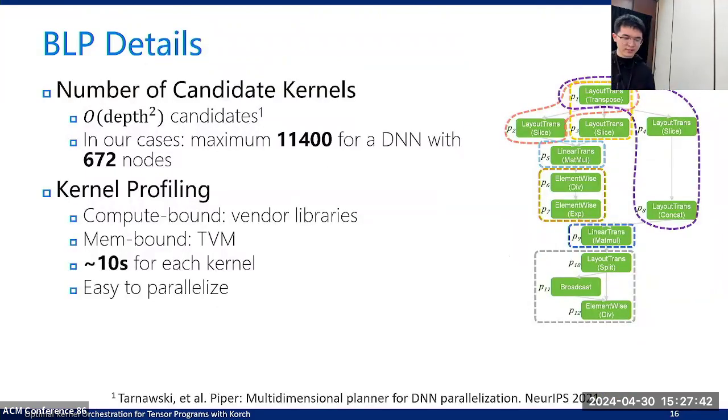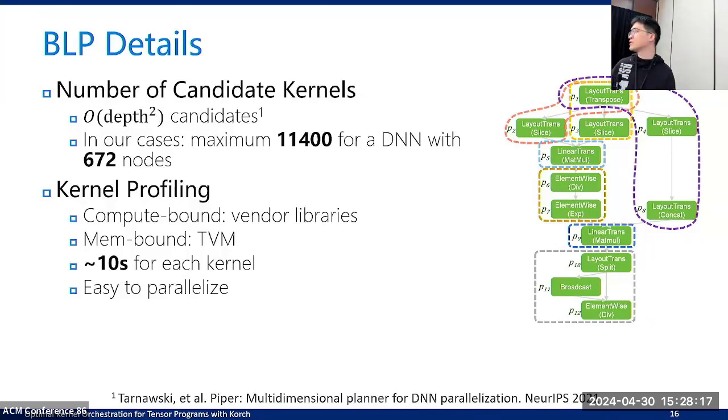And here are more details of our binary linear programming problem. You may think that the number of candidate kernels will be very large, since it could be exponential in the number of primitives. But since most deep neural networks are very deep and thin, we can prove that the number of candidate kernels can be roughly simplified as quadratic in the depth of the primitive graph. And such simplification is also adopted in some previous work.